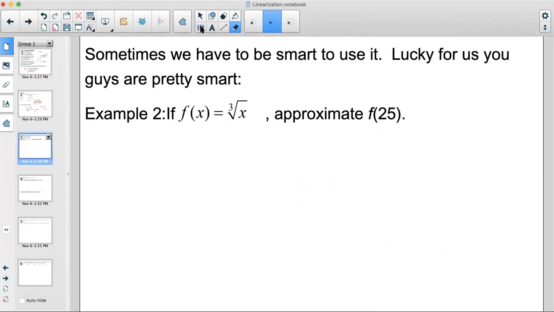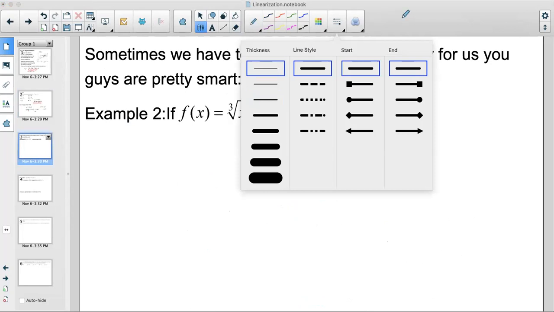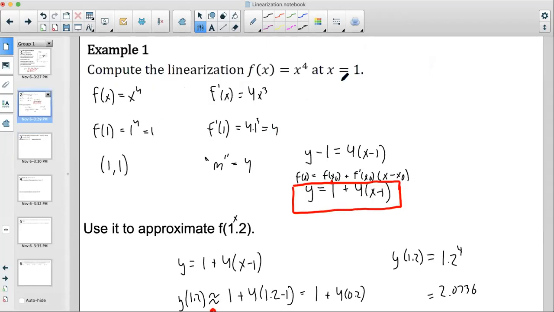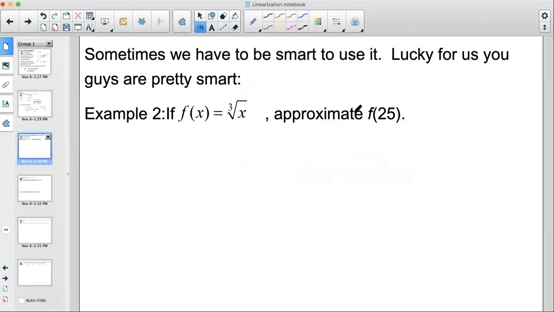So this one says, sometimes we have to be smart to use it. Luckily, you guys are pretty smart. So it's like approximate f of 25. Well, it might be hard to do that. This time, unlike before, it didn't tell us what x to use instead of x equals 1. You're like, well, what x am I going to use to approximate the cube root of x?